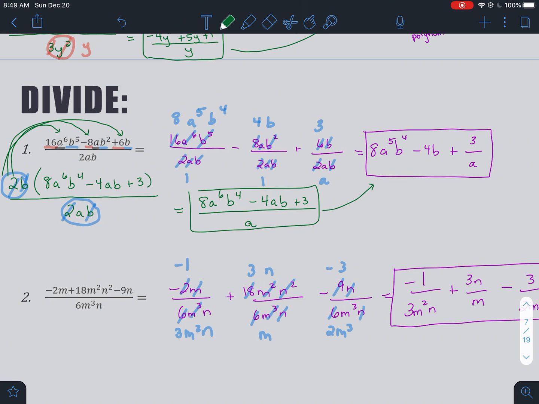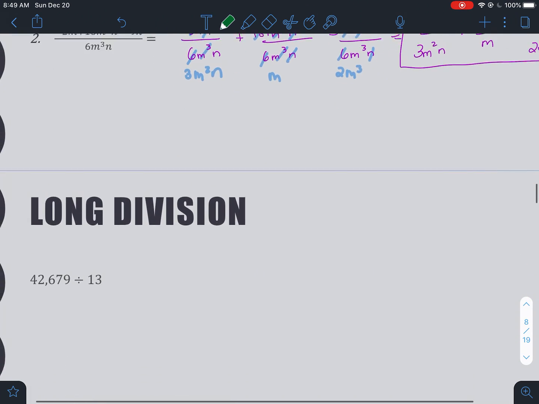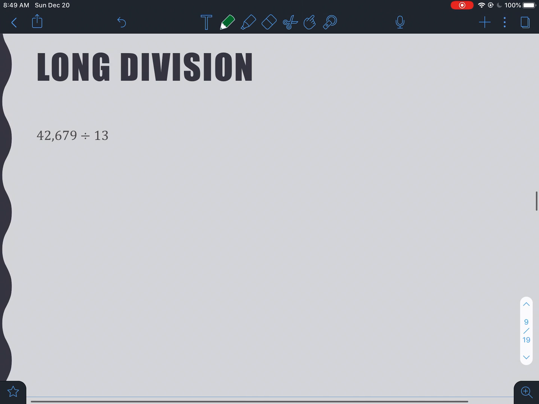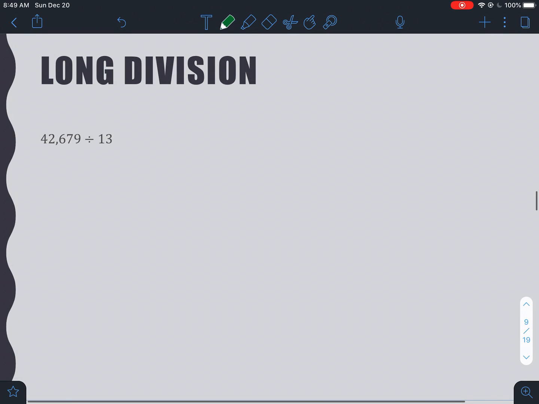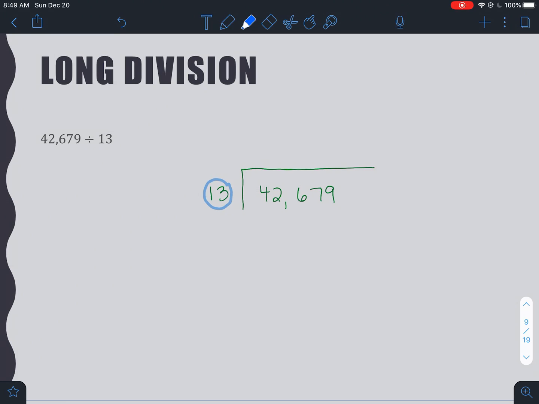You can write them as separate fractions and reduce, or you can factor or undistribute in the numerator and then reduce. All right, so long division. Let's review long division. So if I had 42,679 and I wanted to divide by 13, remember the first step is we're going to make the long division box, and we're going to put what's being divided inside the box. So 42,679. And then divided by 13.